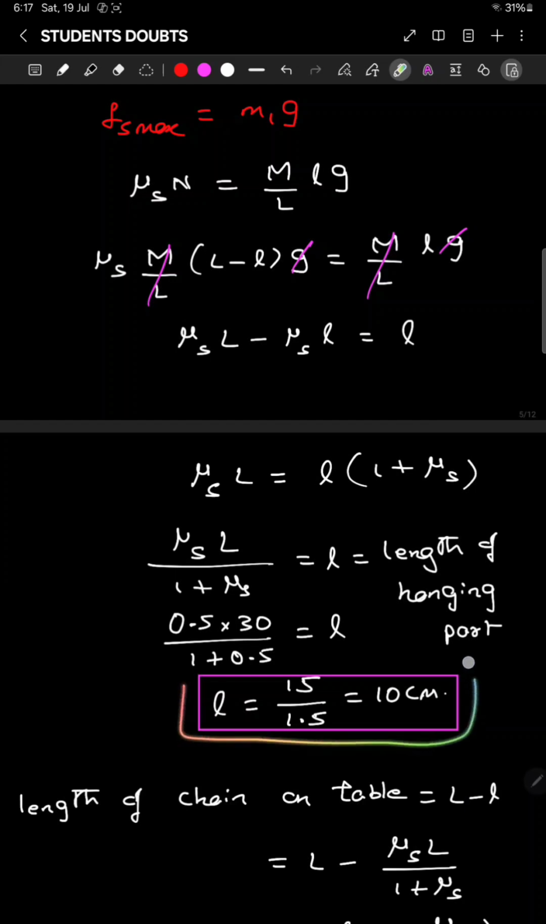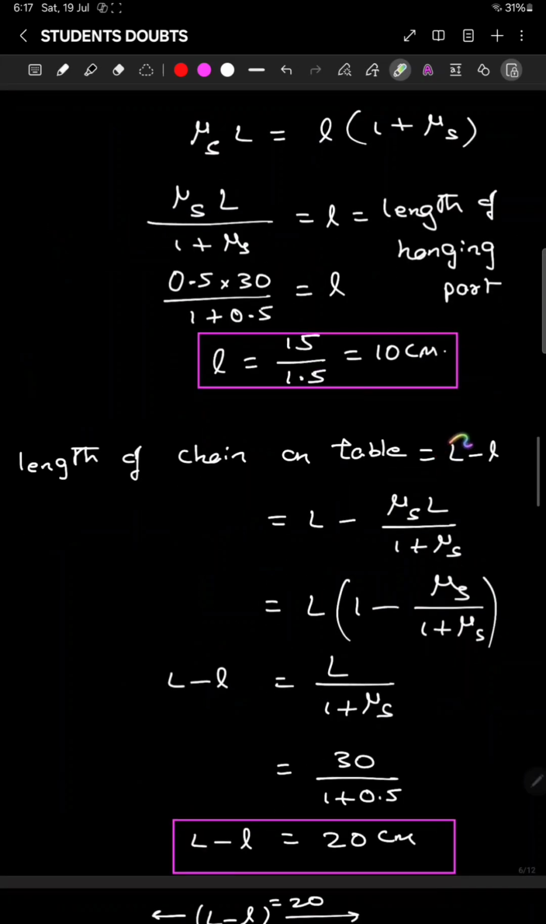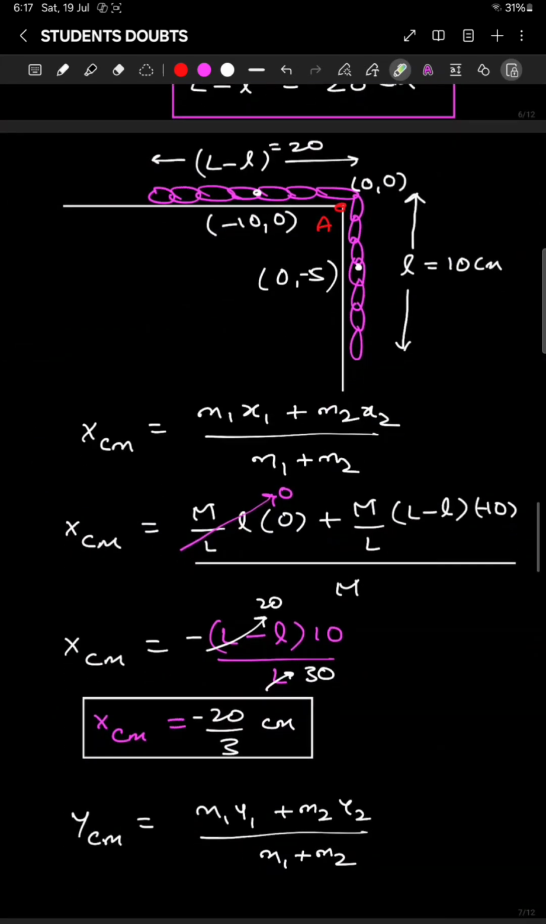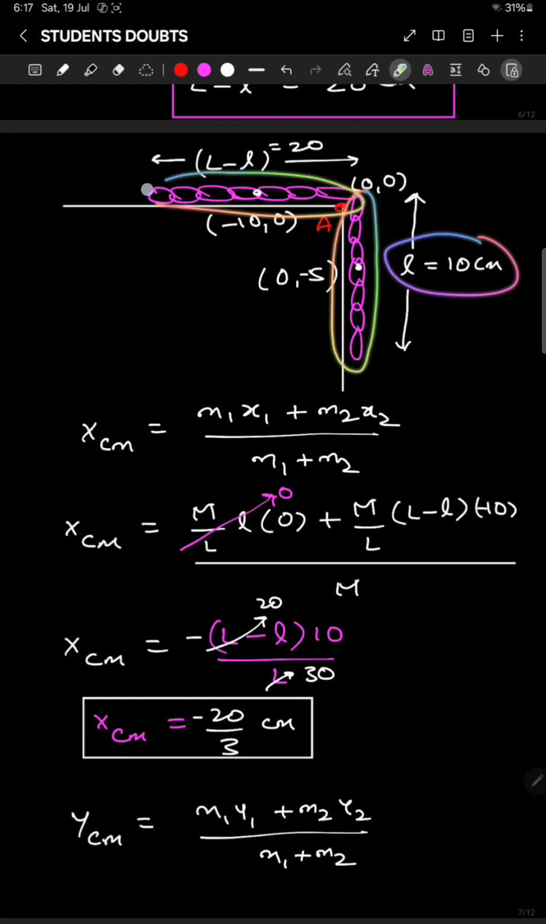That means it is the maximum length hanging from the table. Then the length of the chain on the table will be L minus l, so you can solve this and we got 20 centimeters. This is the length on the table and this was the length hanging. You can see that in the diagram. Maximum length hanging is 10 centimeters and on the table it is 20 centimeters. Now for this hanging part, the center of mass will be here.